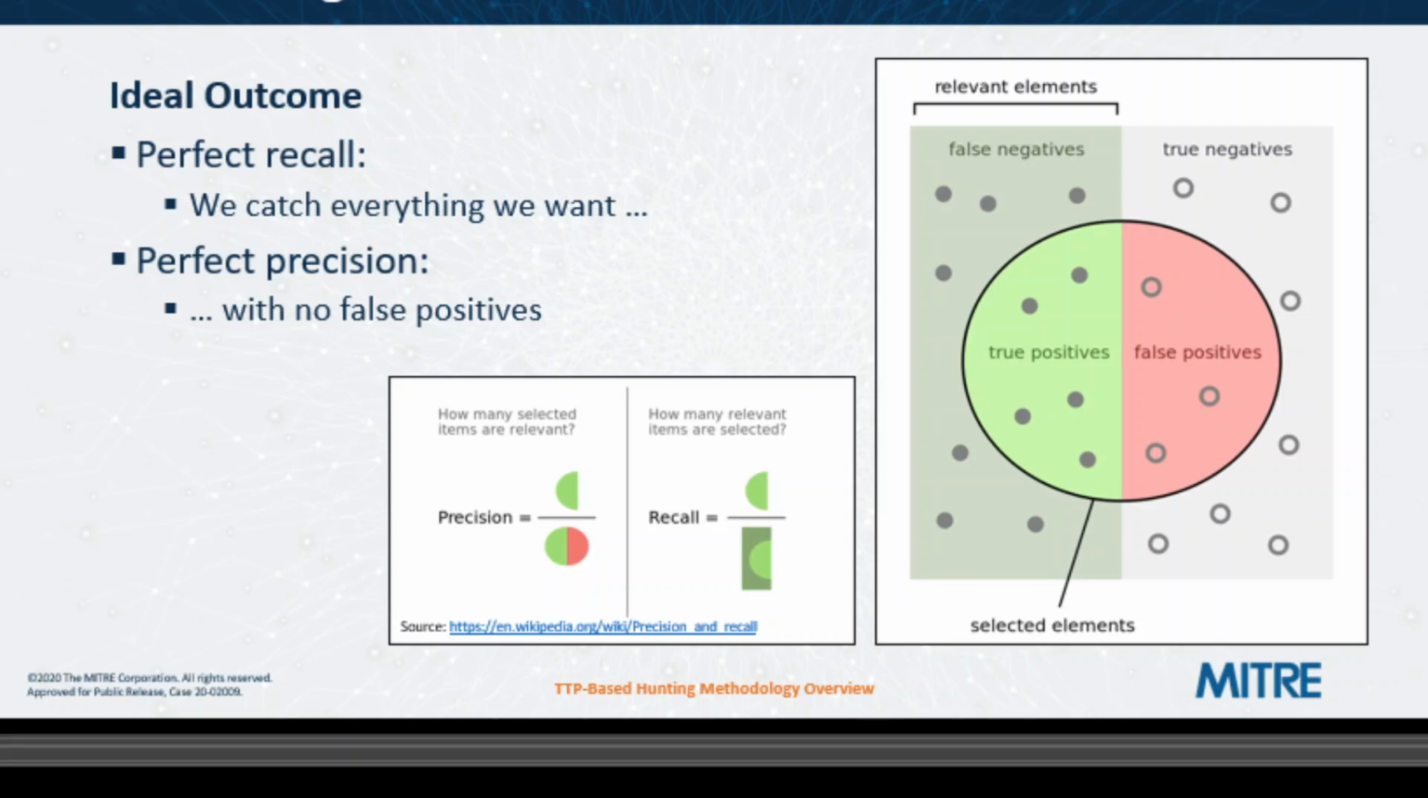In this series, we're going to use the phrases recall and precision. Recall will mean that if the event occurs, our analytic will fire. Perfect recall will mean we catch every instance of the thing that we're looking for. Precision means that you're not catching things that you don't intend to catch. So a perfect precision would mean that you're not getting any false positives.